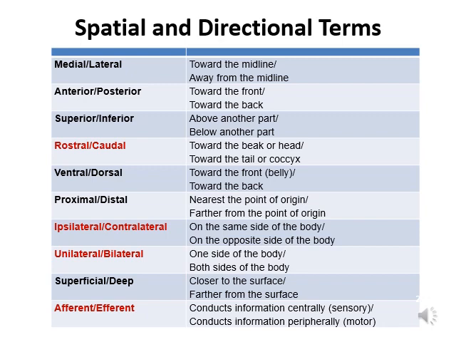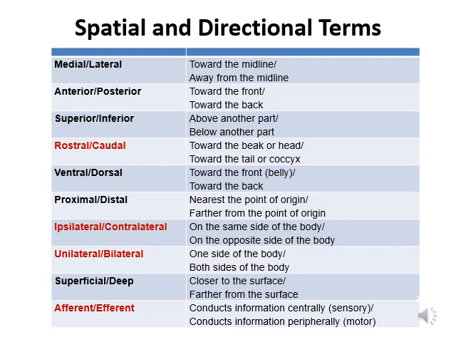And also you have ipsilateral and contralateral. Ipsilateral is on the same side of the body, and contralateral means on the opposite side of the body. And also there are unilateral and bilateral. Unilateral means one side of the body. Bilateral means both sides of the body.